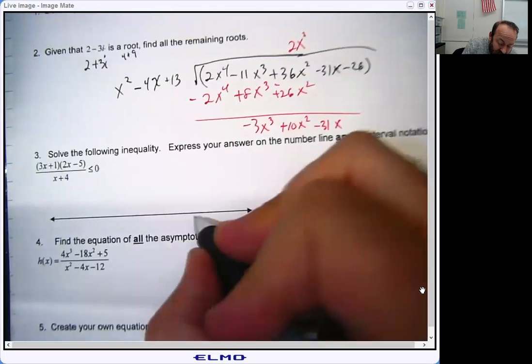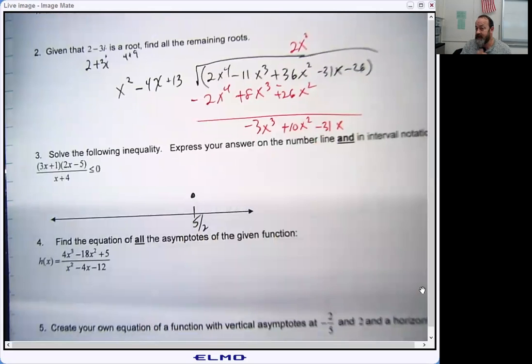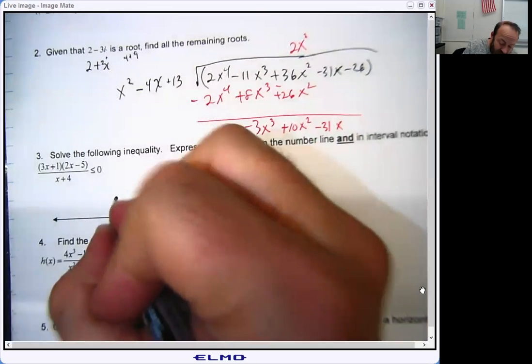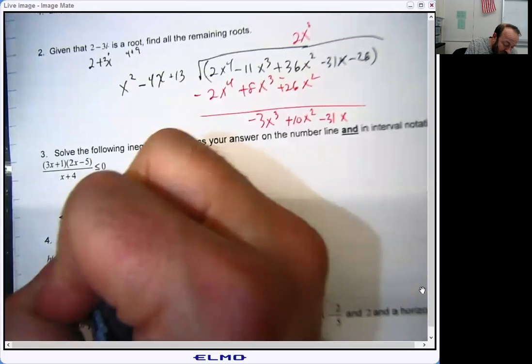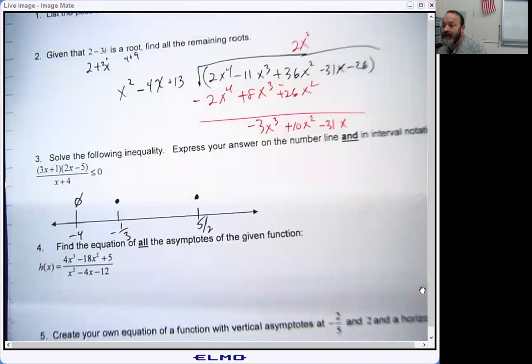I know that I would get 0 at 5/2, and 0 is actually a good number. 0 is fine to get in a numerator. I know that negative 1/3 is fine to get in a numerator as well. But negative 4, which is way out here, is not okay because that would be division by 0, and that's the one thing you're not allowed to do.